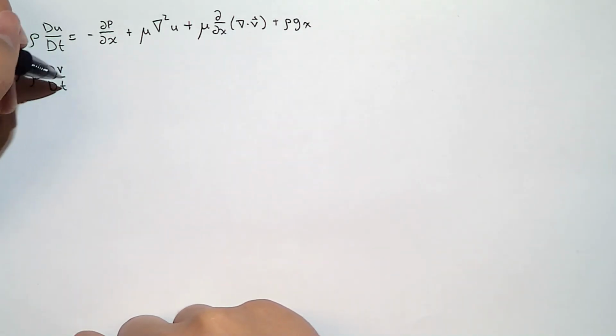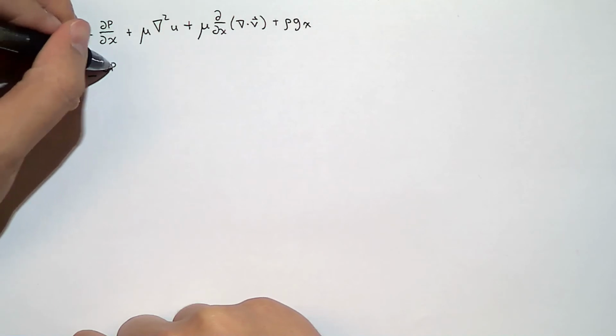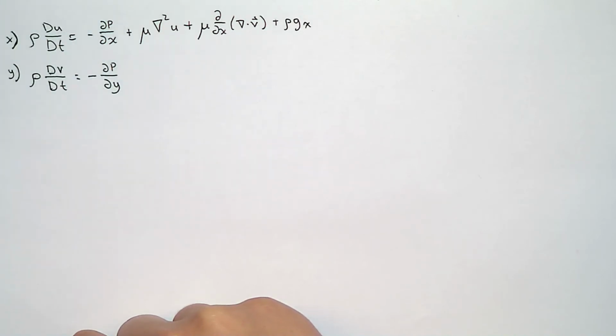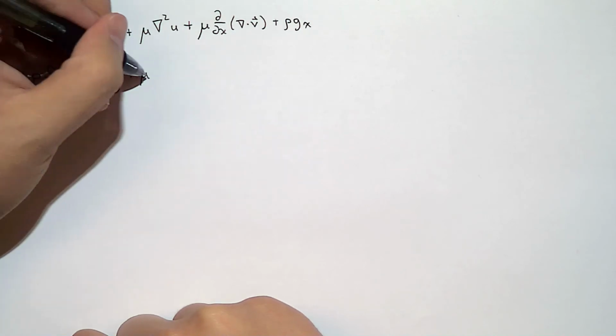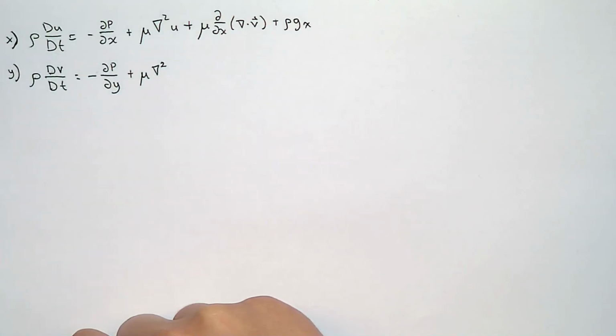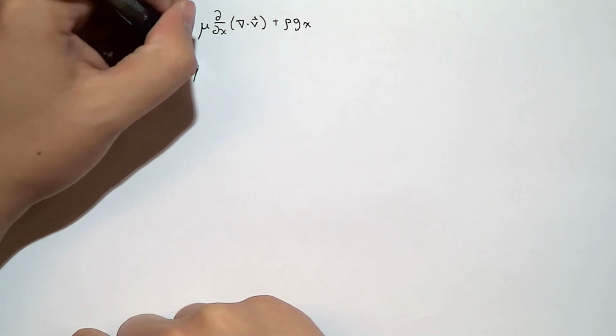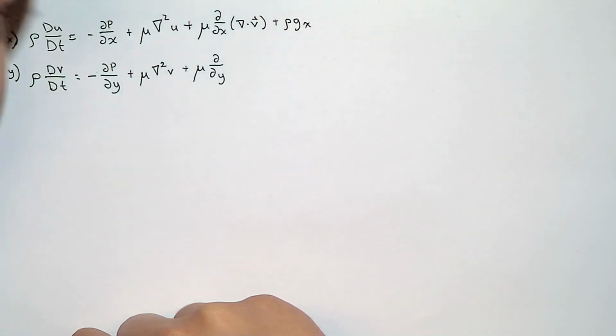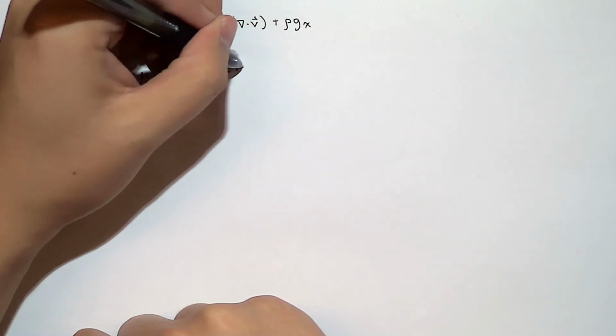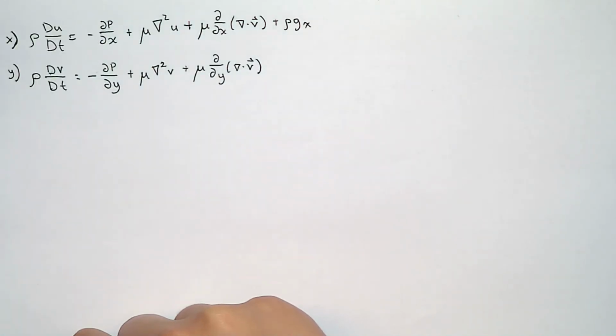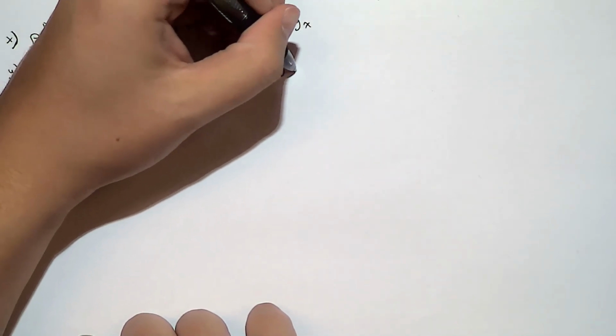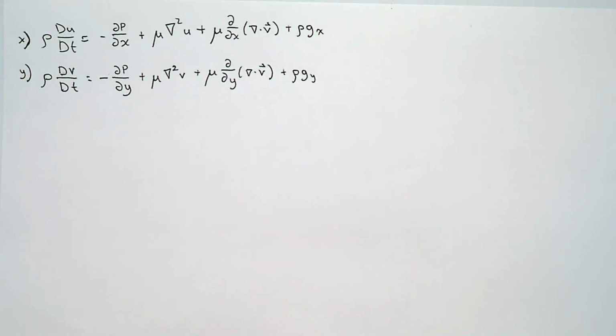Rho Dv/Dt equals negative partial p partial y plus mu Laplacian v plus mu partial over partial y of the divergence. What's it called again? The dilatation rate or the divergence of the velocity. Plus density and then the material, the gravity. Yep, that's correct.